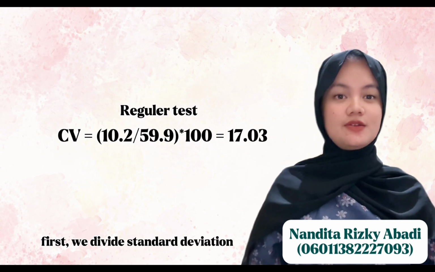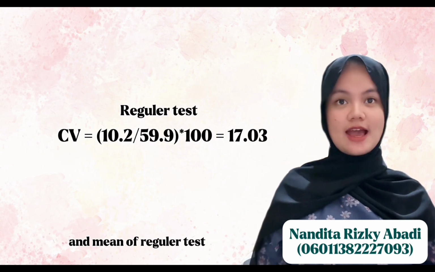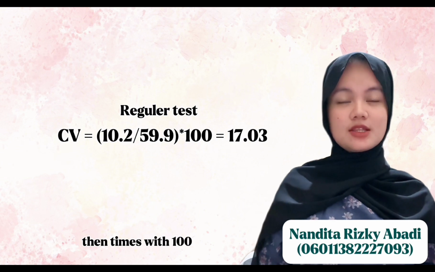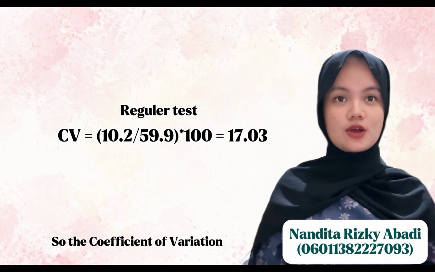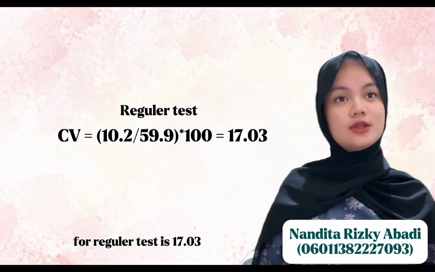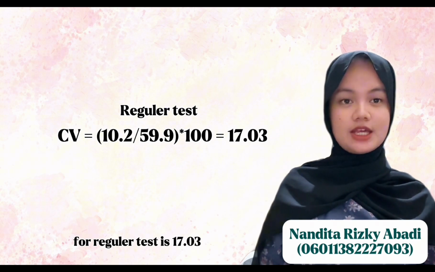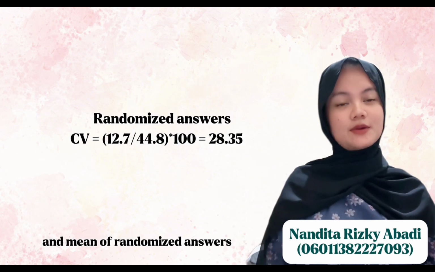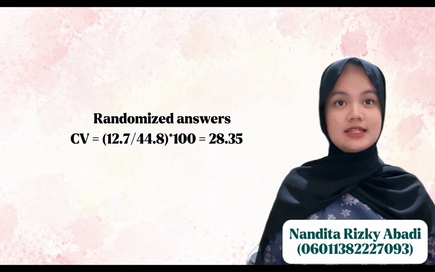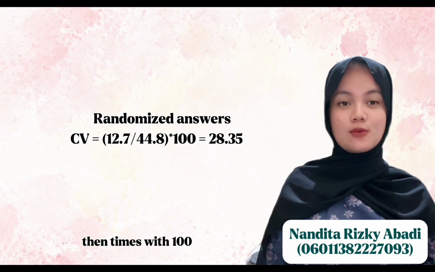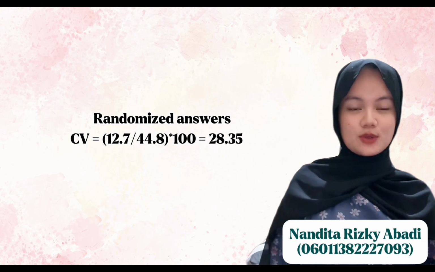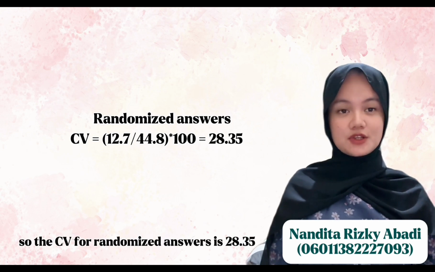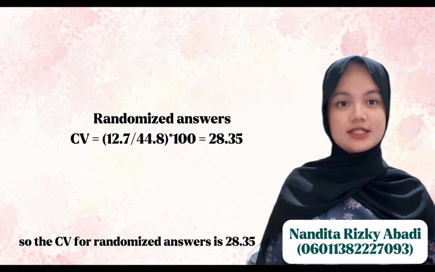For example, first, we divide the standard deviation by the mean of the regular tests, then multiply by 100. So the coefficient of variation for regular tests is 17.3. Next, we divide the standard deviation by the mean of the randomized answers. Then we multiply by 100. So the CV for randomized answers is 28.35.